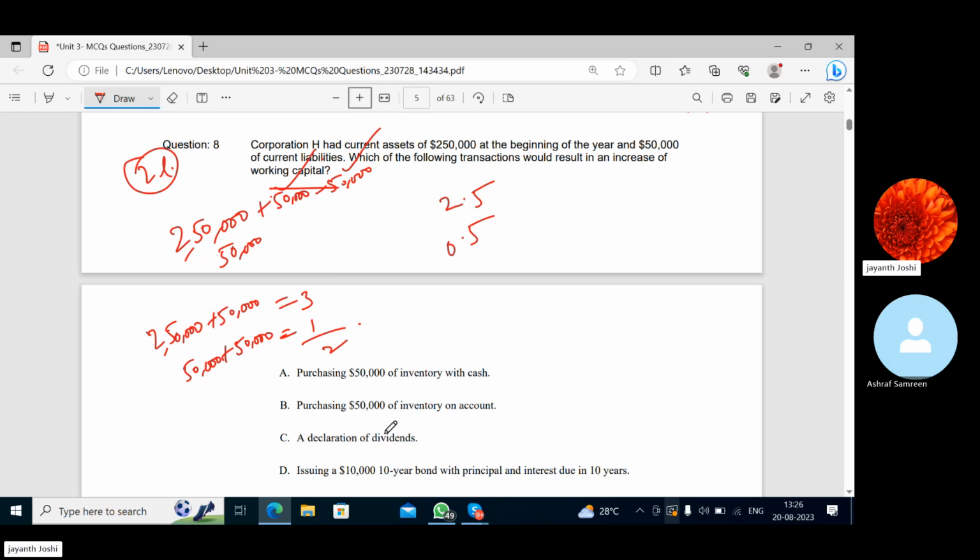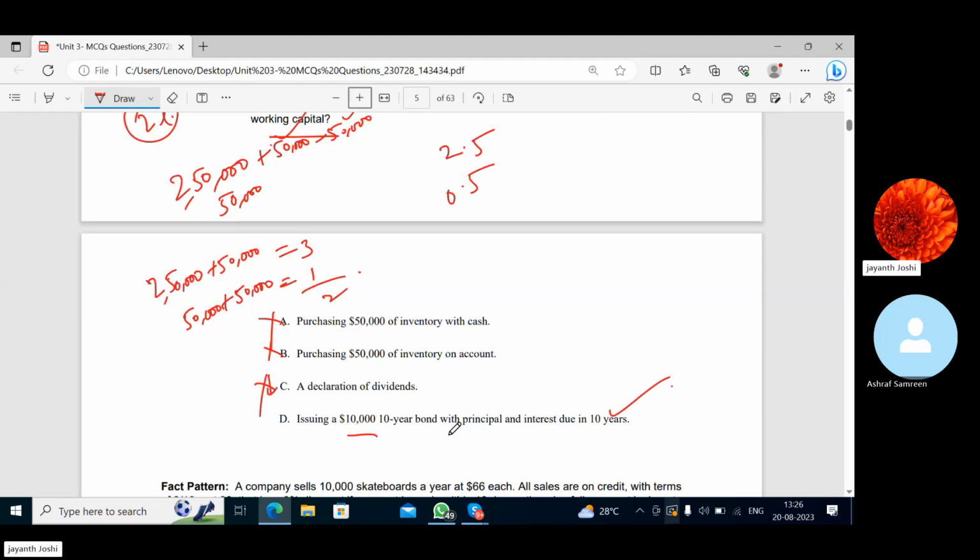Let's say declaration of dividend. With declaration of dividend, what is going to happen? Liability is going to increase, no change in the assets. So it is going to decrease the working capital, right? These three are not the options. Issuing $10,000 10-year bond with principal. So this is a long-term liability, but your cash is increasing, na? Your current liability is not increasing. Long-term liability is increasing, but your assets are increasing, na? Cash is coming in, 310. So 260 minus 50 is what? 110. Your working capital is increasing, na? Okay. So this is the answer.